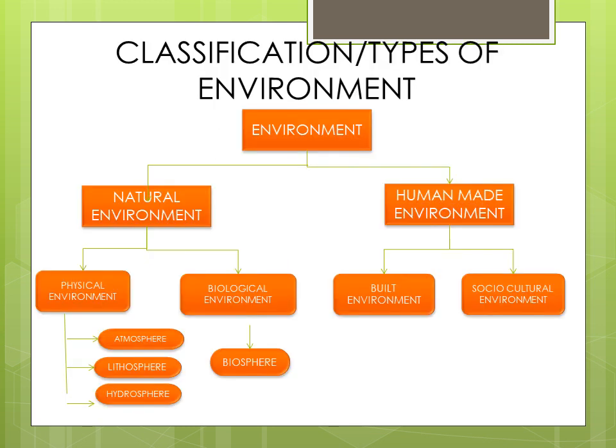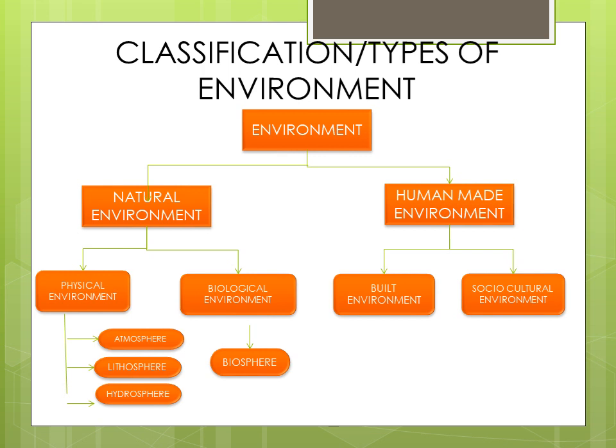Now we will discuss about classification of environment or kinds of environment. Let us see this flow chart. Environment, it has two types: natural environment and human made environment. Natural environment has two parts: physical environment and biological environment. Physical environment has three parts: atmosphere, lithosphere, hydrosphere. Biological environment has one part: biosphere.